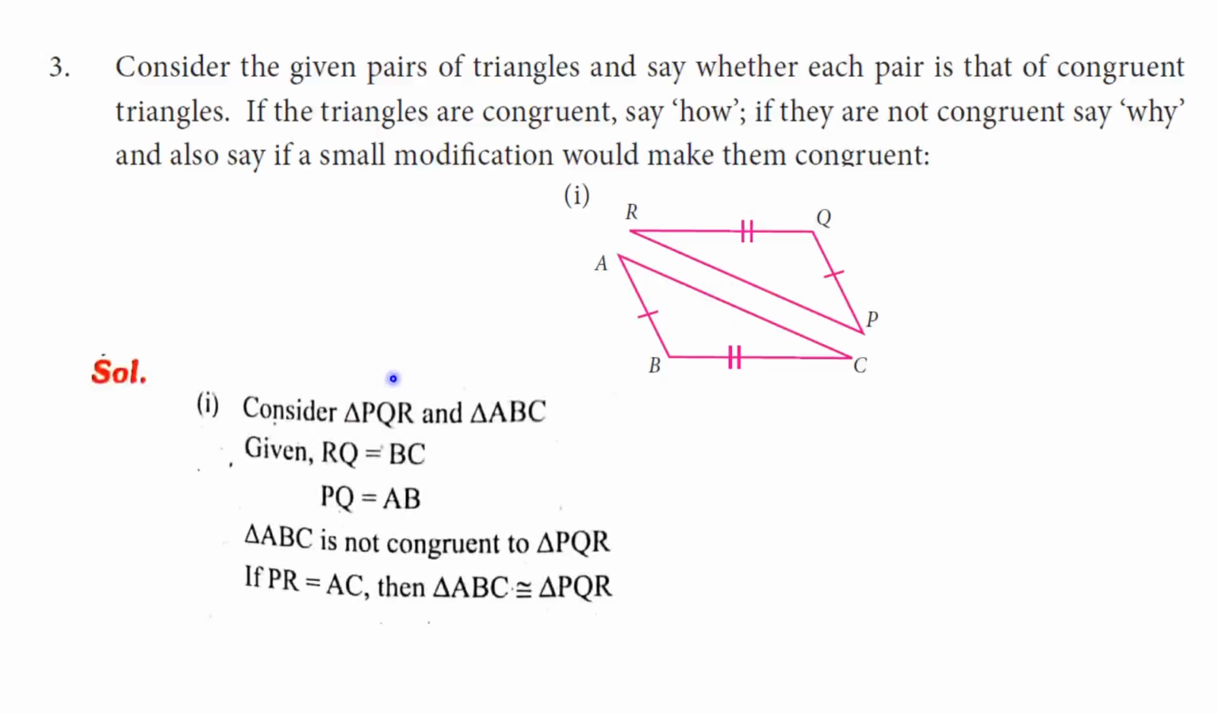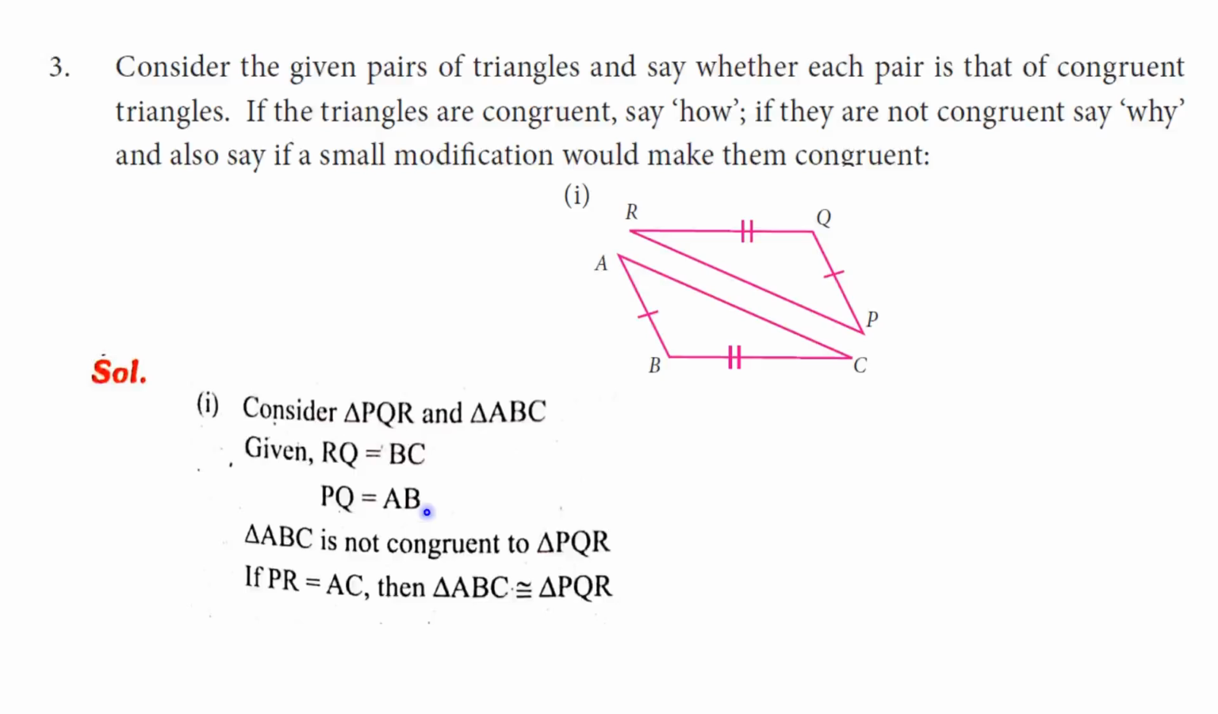First sum, see this, consider the triangle PQR and the triangle ABC. Here, if a single line is marked, it means these two are equal. Okay, that is given as this RQ. This RQ has a double line, and the other line marked with a double line is also equal. This RQ and BC are equal. That is given. Okay, similarly this PQ is equal to this AB. Okay, two sides are equal, they have given.